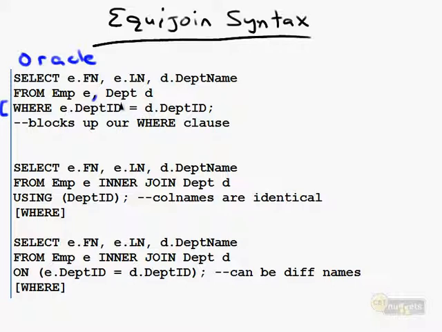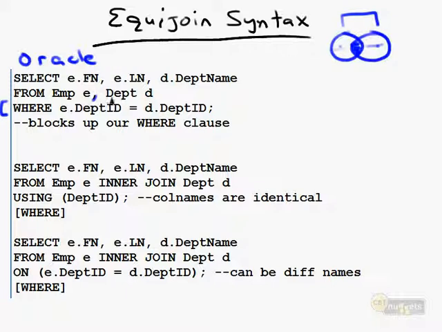Now, the order of those tables is unimportant in an equijoin. As we get into outer joins, it is significant which table you list first. But because an equijoin, you'll remember, matches on a common column, it really is six in one, half a dozen in the other, so to speak, whether you list table 1 first or second, etc.